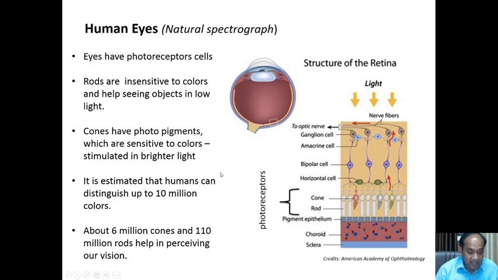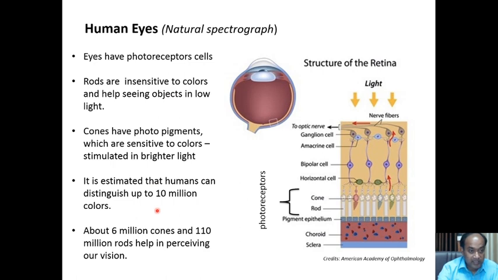A very fascinating thing is that we humans and some other mammals have an ability to see colors. And eyes basically work as a natural spectrograph. As we know biologically, eyes have photoreceptor cells. It has rods and cones. Rods are basically insensitive to colors and help in seeing objects in low light. Cones have photopigments which are sensitive to colors and they get stimulated in brighter light.